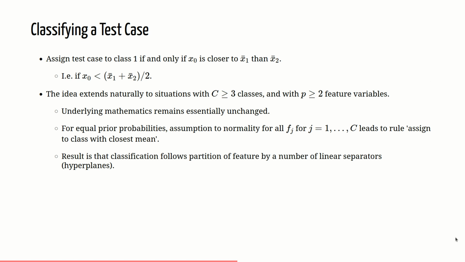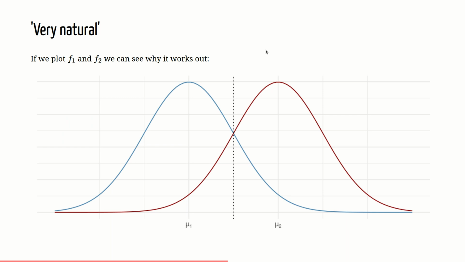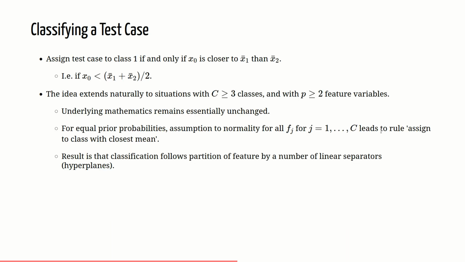Okay, and the same idea extends to more classes and more feature variables. So the maths is basically the same. There are more variables involved, but the analysis works exactly the same. The equivalent of a boundary here applies, but your boundary is now what's called a linear separator or a hyperplane.